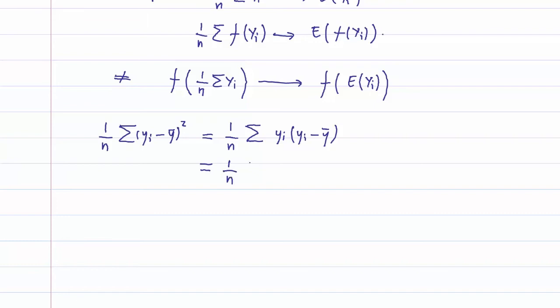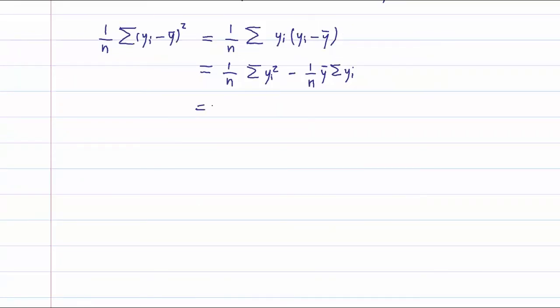This is equal to 1 over n sum of yi square minus 1 over n y bar sum of yi, and 1 over n sum of yi, this is also y bar, so we have 1 over n sum of yi square minus y bar square. Now 1 over n sum of yi square, this converges to expectation of yi square by the law of large numbers.